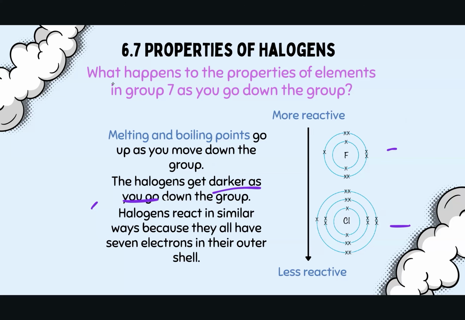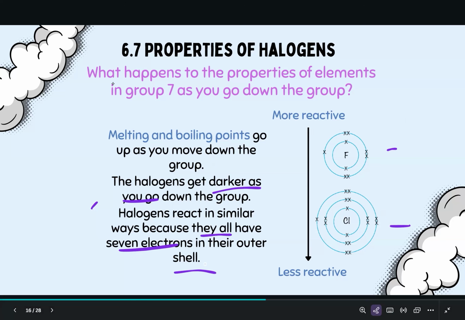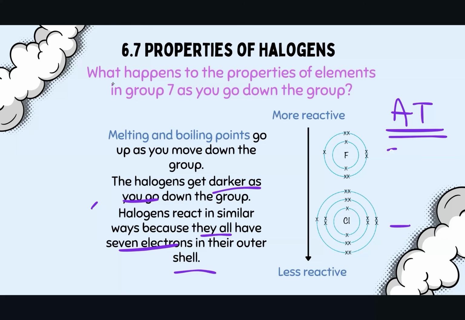The halogens get darker as you go down the group. We've already covered this in the previous slide. And the halogens react in a similar way because they all have 7 electrons in the outer shell. The whole point of 6.7 is that as you go from fluorine, chlorine, bromine, iodine, now it says astatine, and it says what state is it going to be? Predict its state. We're going to say, yeah, solid. If we say what its color is going to be, we know that it's going to be a black or a dark brown, a dark gray color. Melting points and boiling points go up as you move down the group, so astatine is going to have a bigger melting and boiling point than iodine, for example.